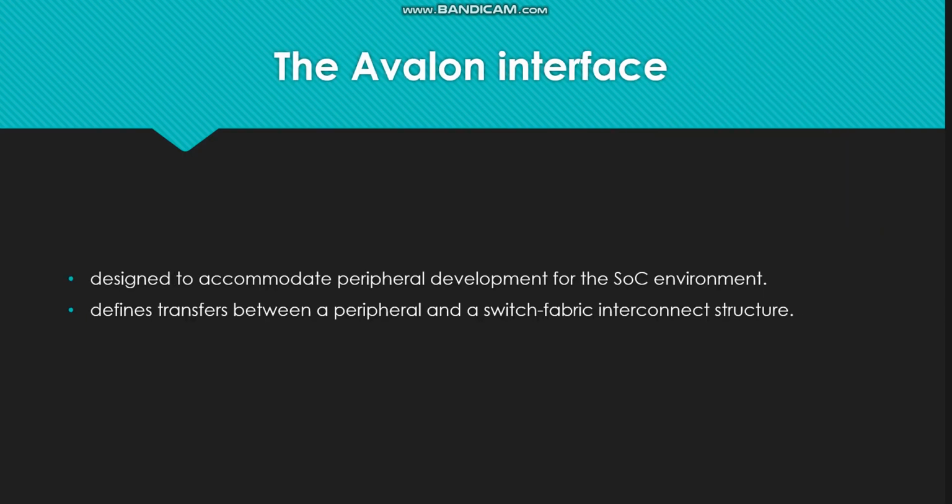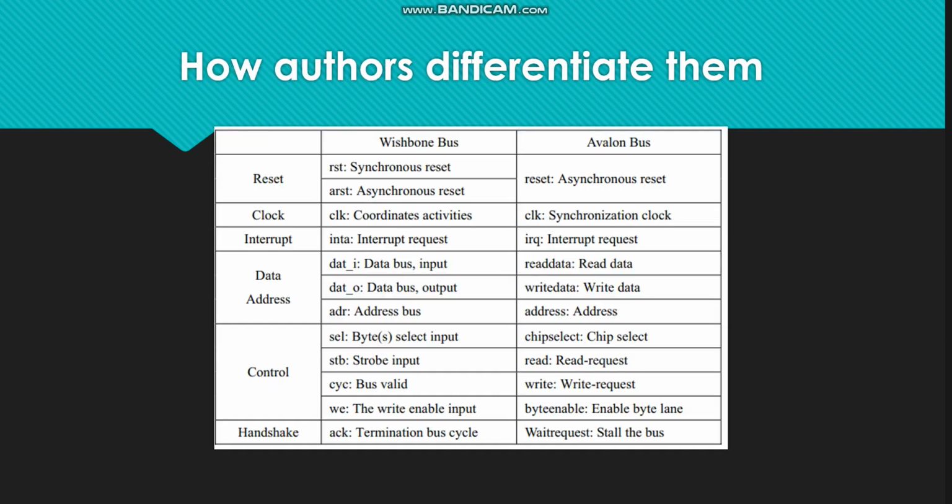Okay, the Avalon interface. The Avalon interface is designed to accommodate peripheral development for the SoC environment. Also, it defines transfers between a peripheral and switch fabric interconnect structures. According to the authors, one of the best outcomes of it is that the interconnect strategy allows system designers to connect any master type peripheral to any slave type peripheral without prior knowledge of either the master or slave interface. I have not mentioned anything before about master or slave interface, but we will get to them.